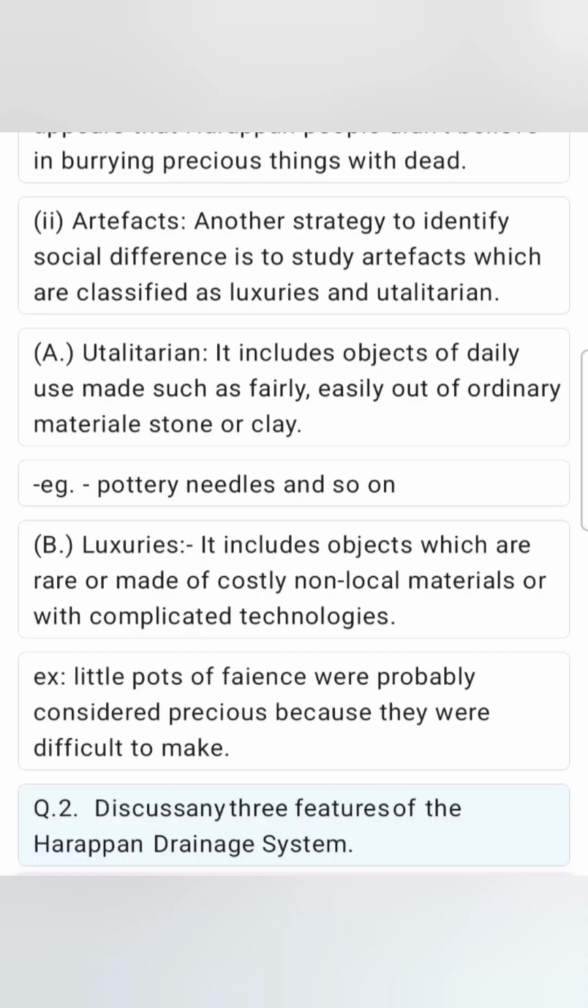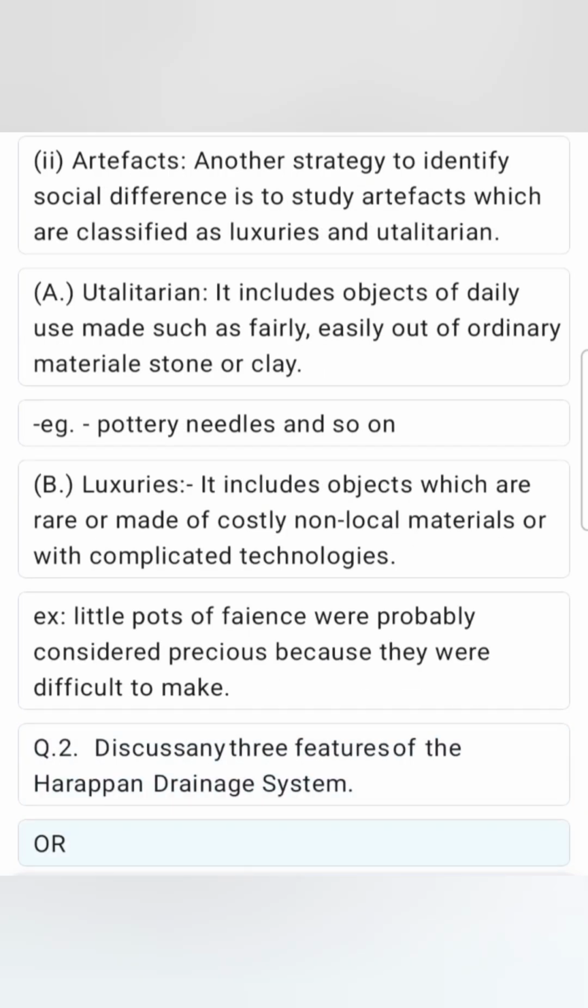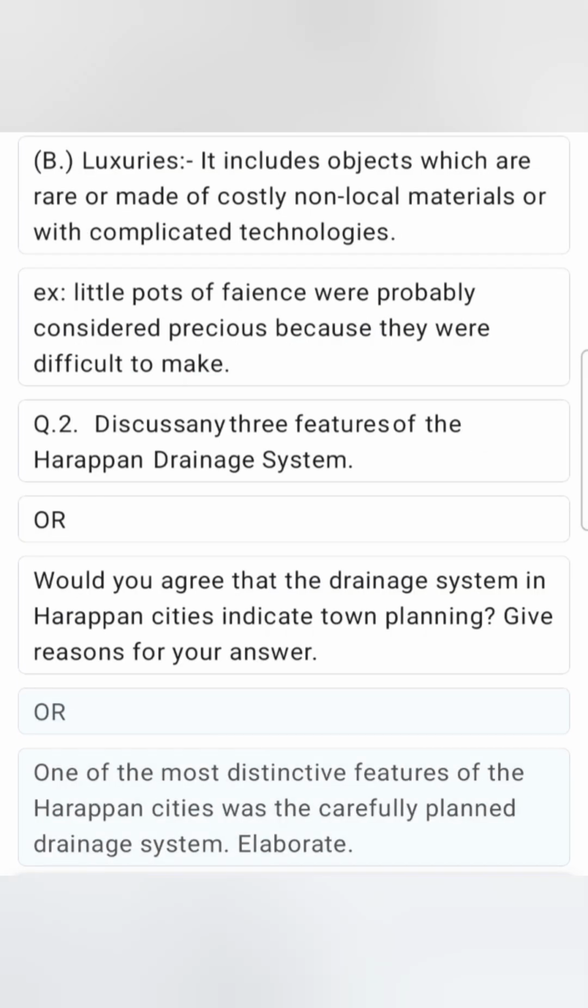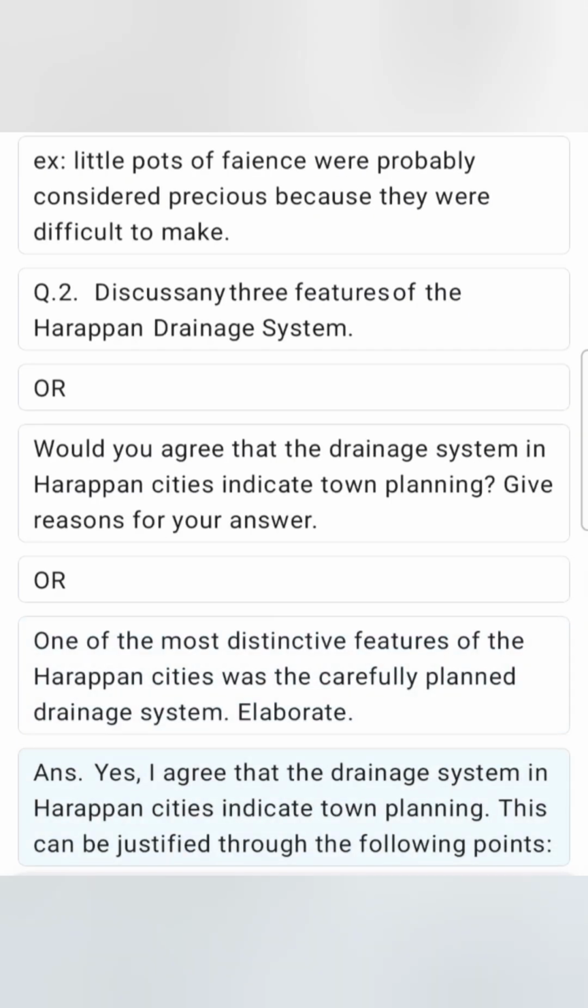Q. 2. Discuss any three features of the Harappan drainage system. OR. Would you agree that the drainage system in Harappan cities indicates town planning? Give reasons for your answer. OR. One of the most distinctive features of the Harappan cities was the carefully planned drainage system. Elaborate. Ans. Yes, I agree that the drainage system in Harappan cities indicates town planning. This can be justified through the following points.